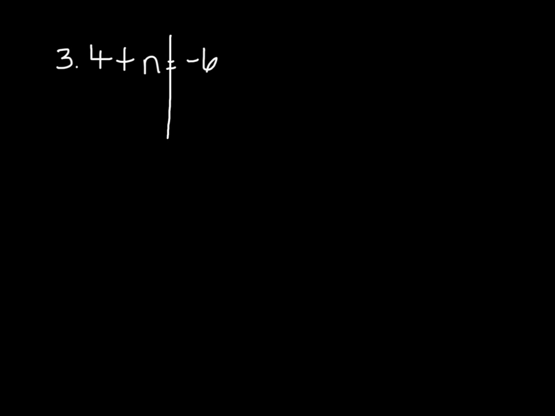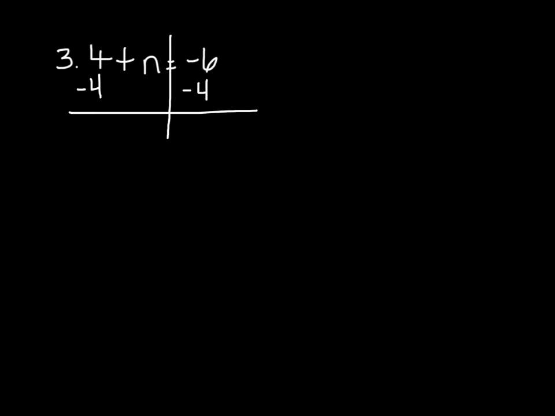So for me to do that, I need to take its opposite. I need to look at my 4 and say, is it positive 4 or negative 4? It is positive, so its opposite would be negative 4. So if I do it to one side, I have to do it to the other. Draw my line because I'm going to do my math.